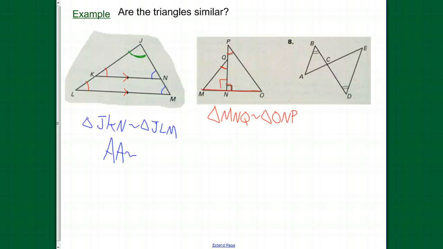All right, the last example here for this slide is question 8. We have one pair of angles, angle B and angle D, that are congruent. But we also got vertical angles. So there's two pairs of angles.